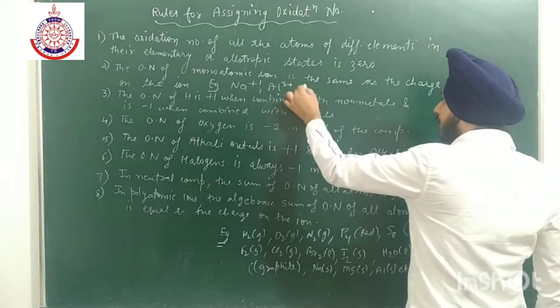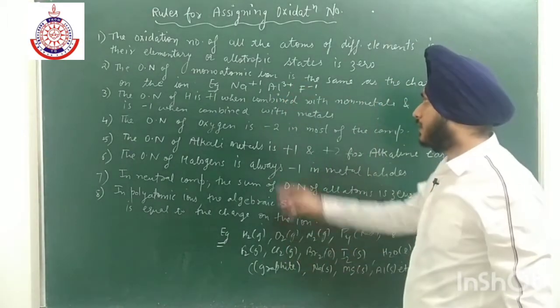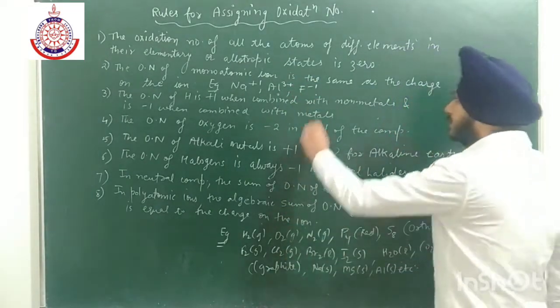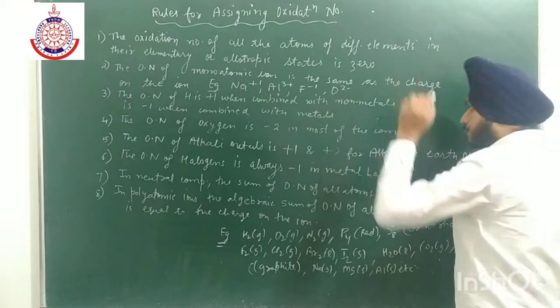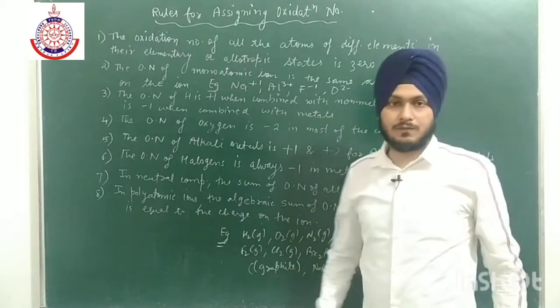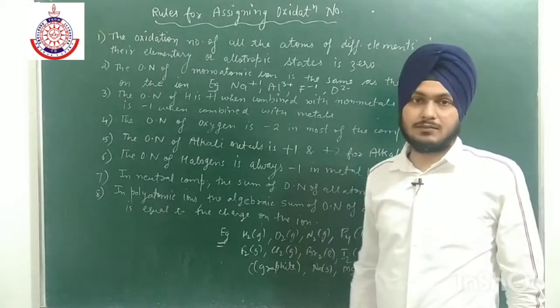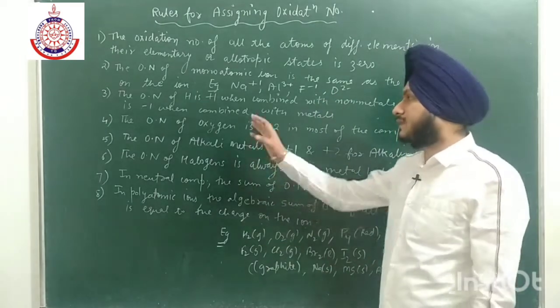For example, if we have F-, the charge is -1, then its oxidation number is also -1. Similarly, O2-, in case of O, this is oxide. The charge is -2, then its oxidation number is also -2. Okay, so this is the second rule.